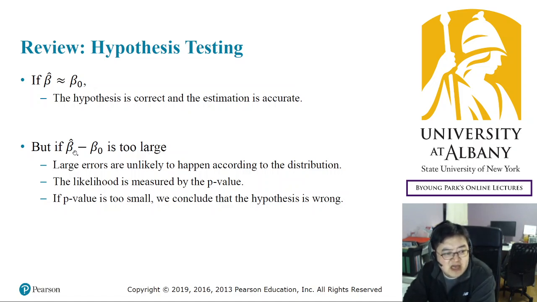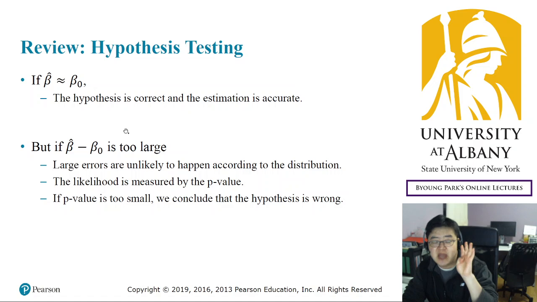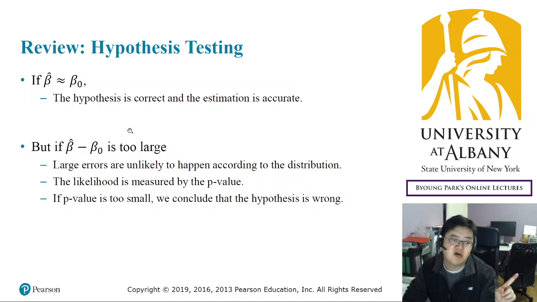As I said, the difference could be coming from one of two reasons, or both of them, a mixture of them. Anyhow, the possible reasons why there is such a big difference are that it could be because of the estimation error, or it could be because of a wrong hypothesis. Either the hypothesis is wrong, or the estimation error is large because you are just unlucky.